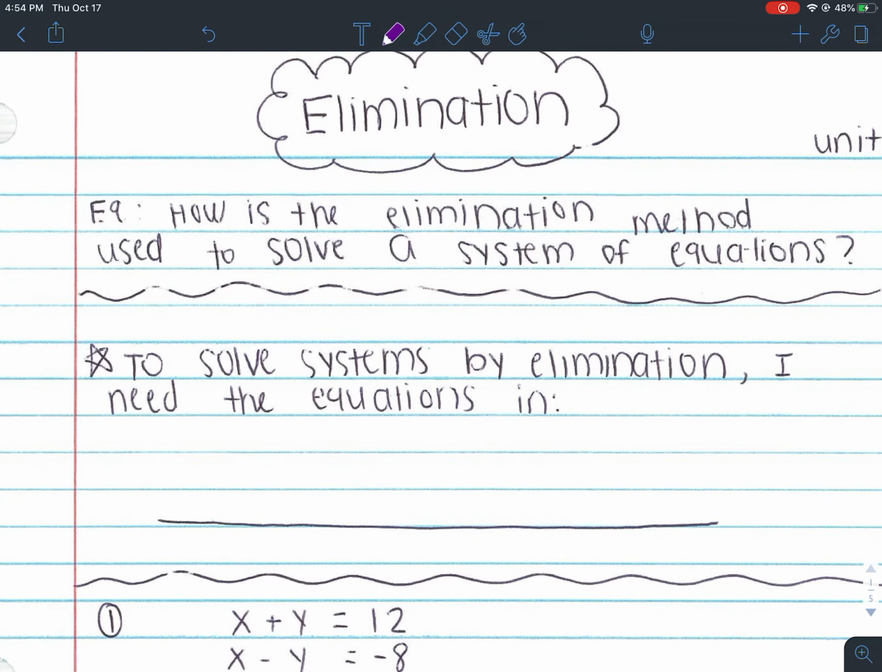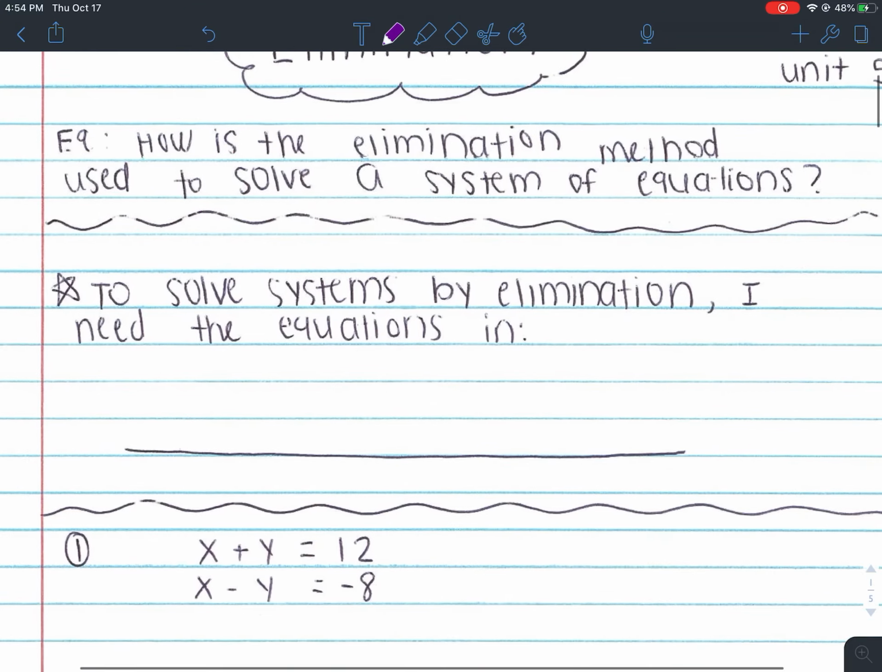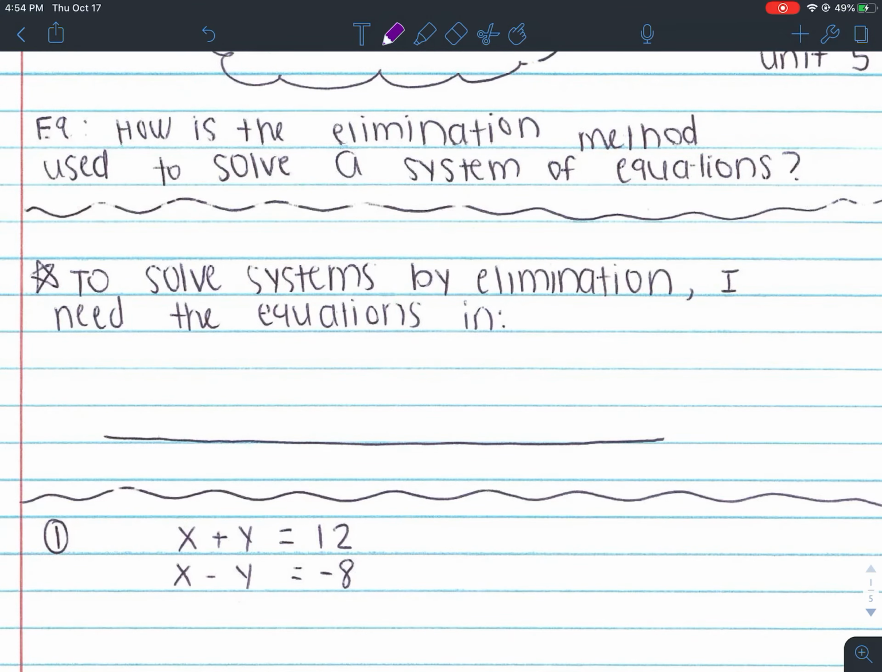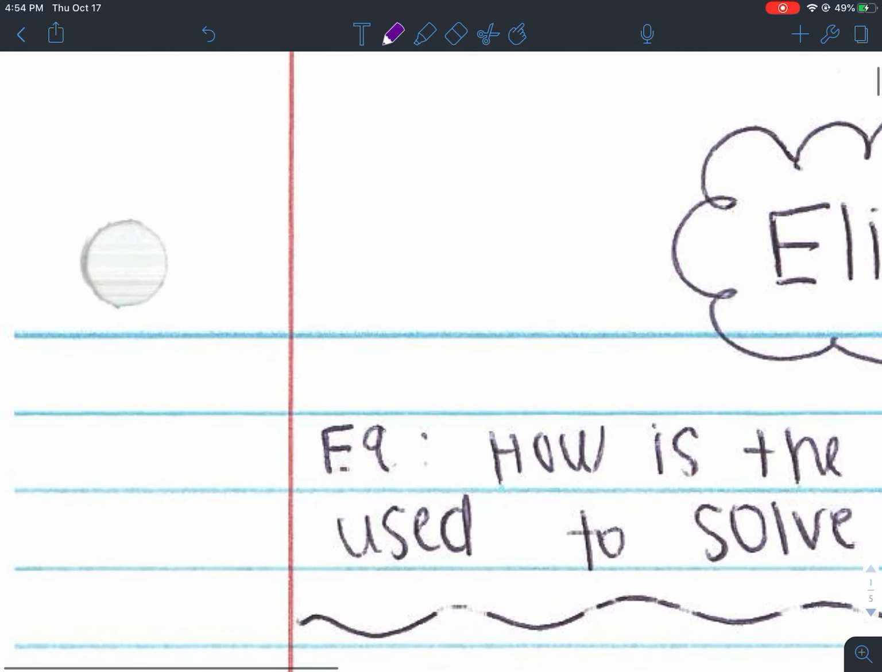Okay, so before we begin, I want you to think for a bit. What do you think of when you think of elimination or eliminate? You probably think of get rid of or cancel or take away, right? You want to get rid of something. So that's basically the point of this lesson: you're going to be trying to eliminate a variable, or get rid of something. Just like with substitution, you're substituting something in.